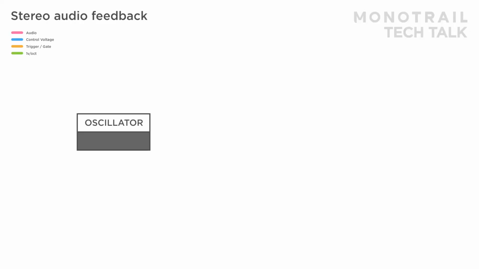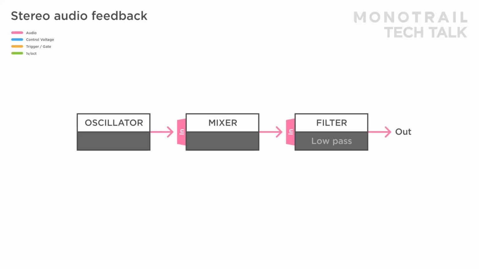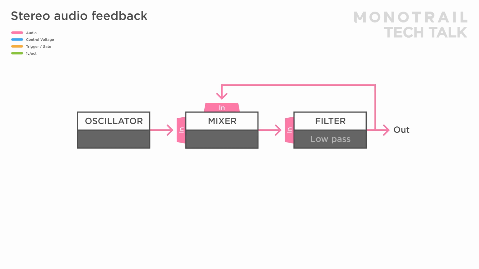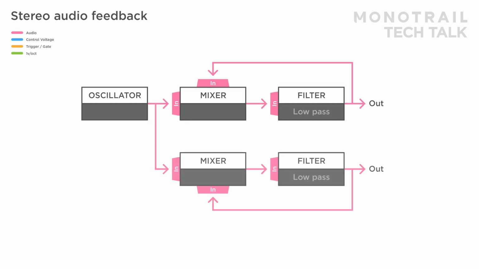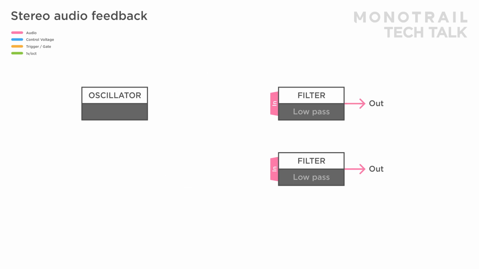Feedback is a fun concept to explore, and even more so with a true stereo audio path. Here's a simple drone voice, made with an oscillator sent through a mixer and filter. To create simple feedback, you can send the output of a processor, like a filter, back into the mix before that processor. If you want stereo feedback, you can simply copy any part of a voice to create a stereo audio path. With a matrix mixer, the idea is the same.